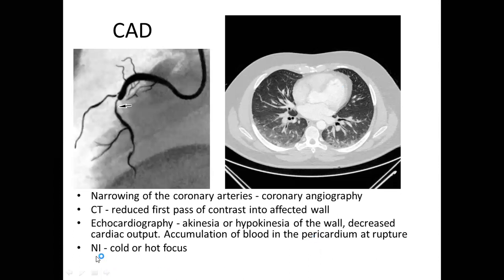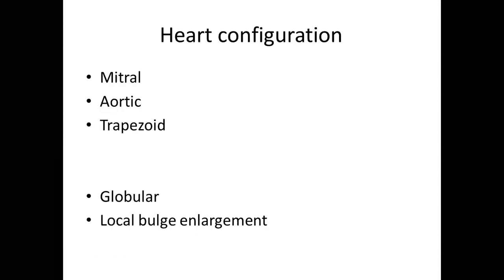And in nuclear imaging, as I said earlier, it will depend on what type of radiopharmaceutical you use. It is either low or high uptake. That is also going to be the homework for the next class. You should check out the configuration of the heart. Overall, we have 3 configurations. Sometimes we have a 4th configuration, somewhere close to a trapezoid shape, the globular heart. And we may also have local bulge enlargement.